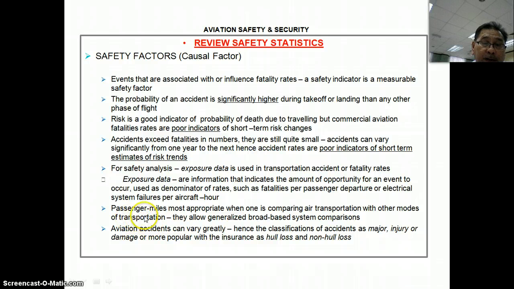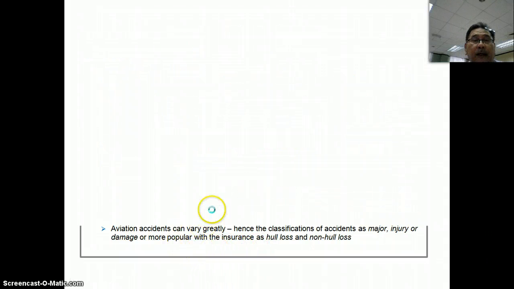Passenger miles are most appropriate when one is comparing air transportation with other modes of transportation. They allow generalized, broad-based system comparison. So if you want to compare accidents by using passenger miles for aviation, this is not appropriate. Aviation accidents can vary greatly, hence the classification of accidents as major, injury, or damage, or, more popular with the insurance, as hull loss and non-hull loss. Okay.